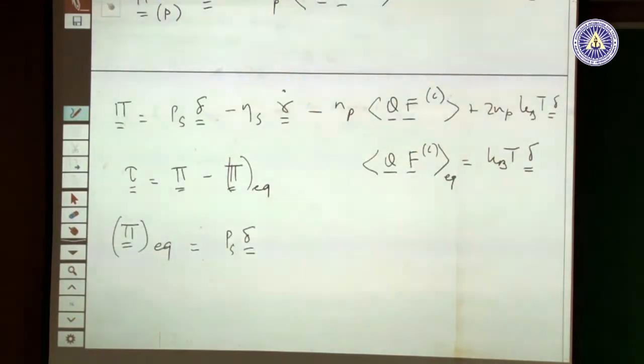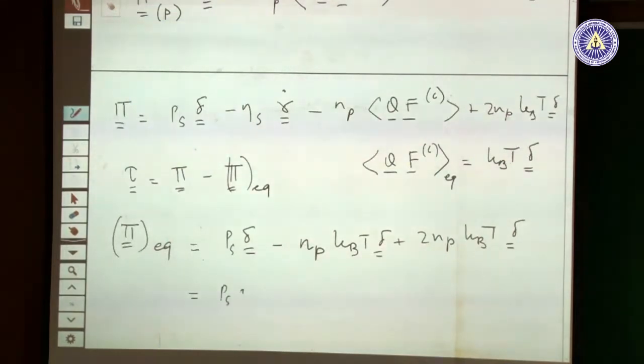If you believe me, then this is nothing but P_s delta. The gamma dot is 0 at equilibrium, right? Minus n_p k_B T delta plus 2 n_p k_B T delta. In other words, this is P_s delta plus n_p k_B T delta. So when you write tau is equal to Pi minus Pi equilibrium, tau is the stress due to the flow of the fluid, right? Now the total Pi, the first term that you write, is the total stress during flow, and the second term is during no flow.